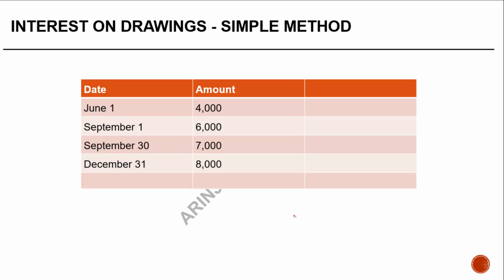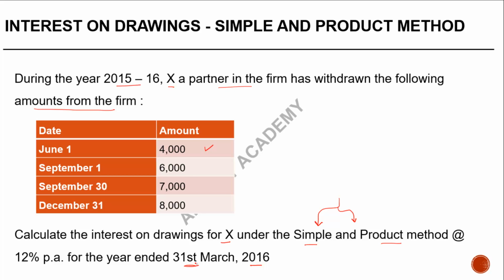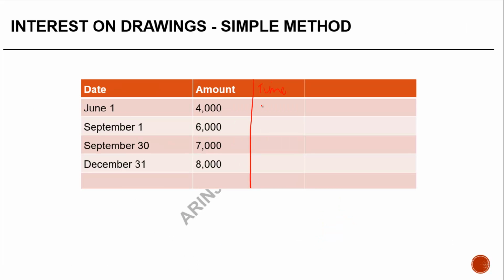In the simple method, what you simply do is you just see the period for which a particular amount has been used. Let's say, for example, I have to find the time for which this money has been used. The amount of 4,000 was withdrawn on June 1, which means that if the year was ending on 31st March, this is important, the money was used for 10 months, from June 1 to March 31. If the amount was withdrawn on September 1 until March 31, there were 7 months. From September 30th, there were 6 months. And from December 31, there were 3 months.